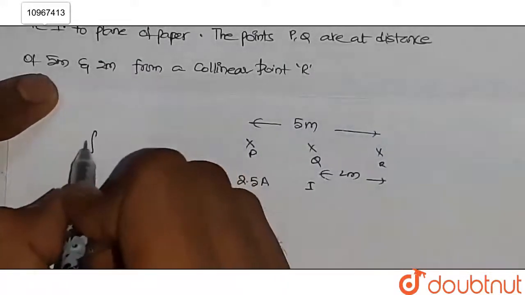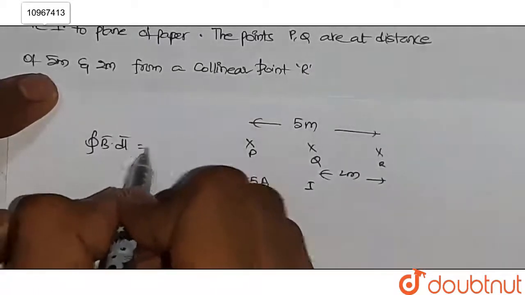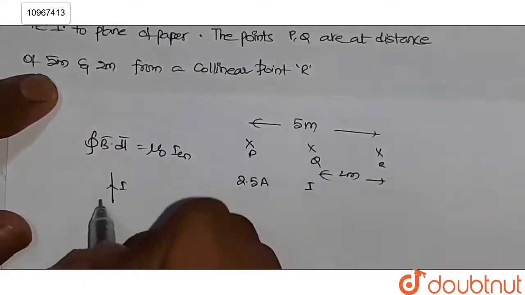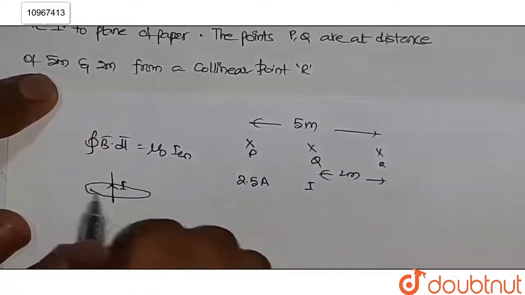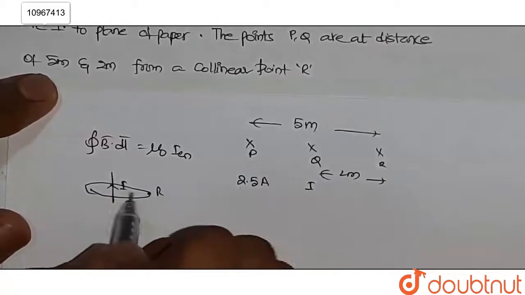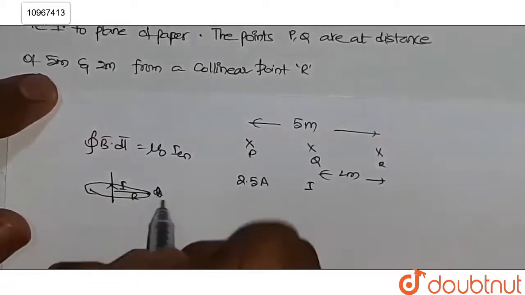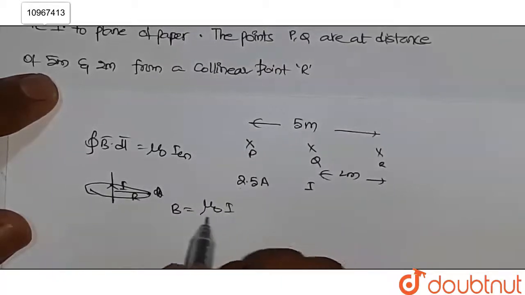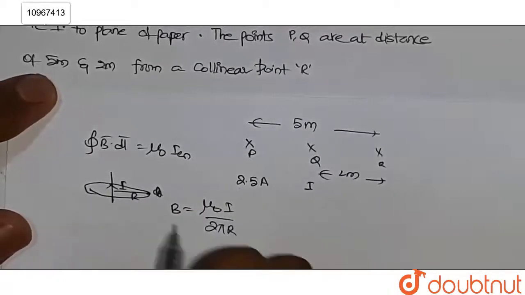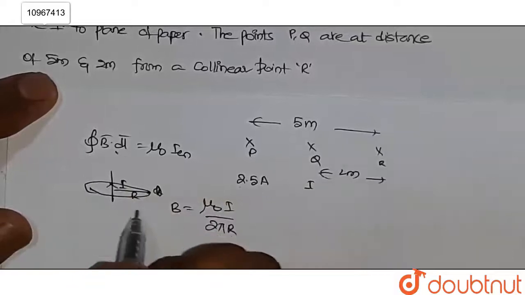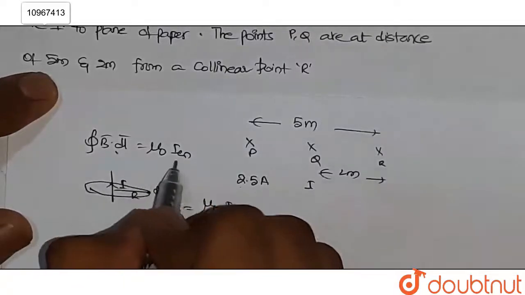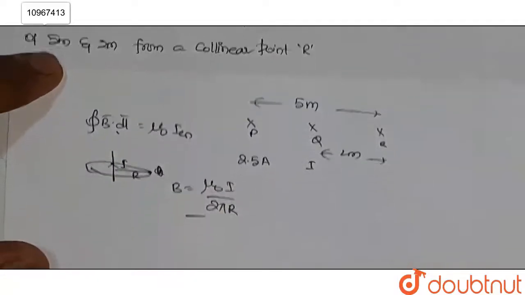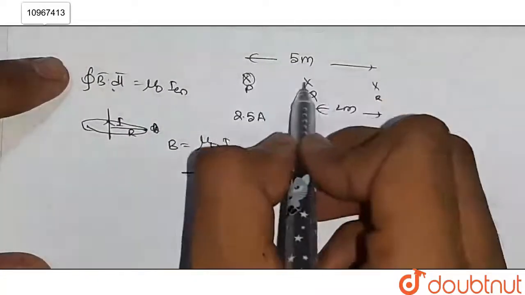हमको क्या पता है? Ampere's law. B bar dot dl bar is equal to mu naught into I enclosed. Now if I say current I is flowing through a conductor, I need to find the magnetic field at a distance r. The magnetic field at distance r is B is equal to mu naught into I by 2 pi r, because dl is 2 pi r, the circumference. So B into 2 pi r is equal to mu naught into I enclosed, which is I. So B is equal to mu naught into I by 2 pi r. Now this is into the page of the paper.